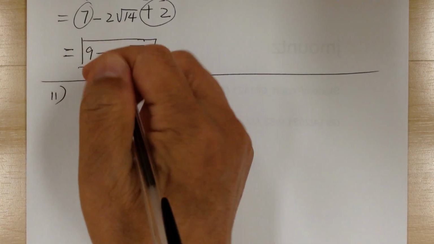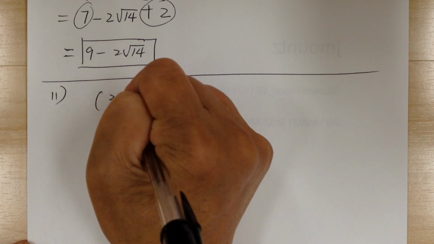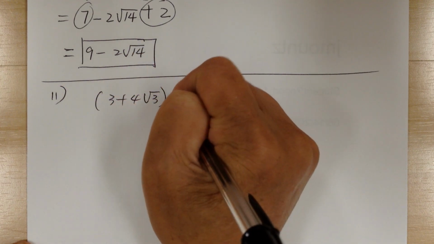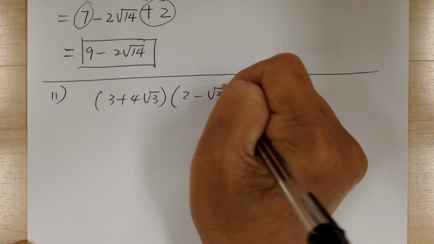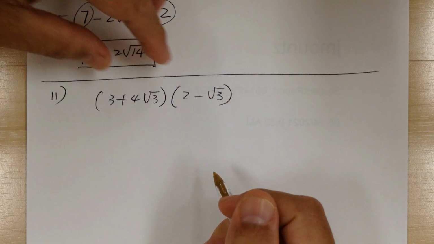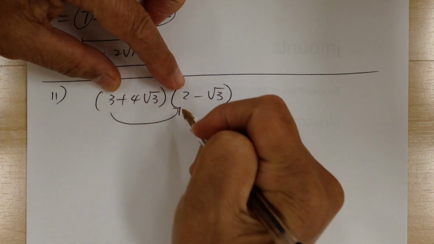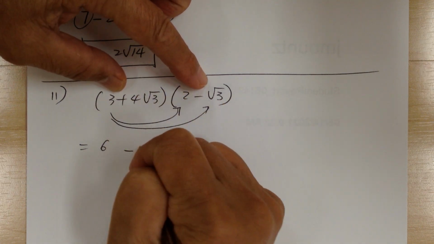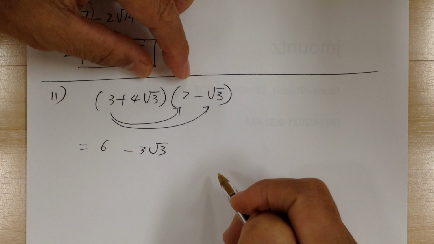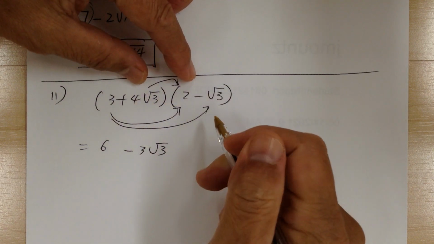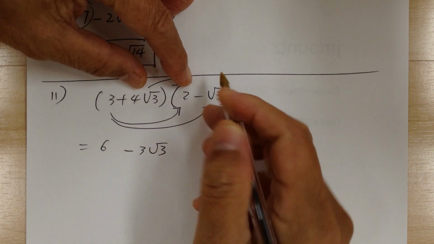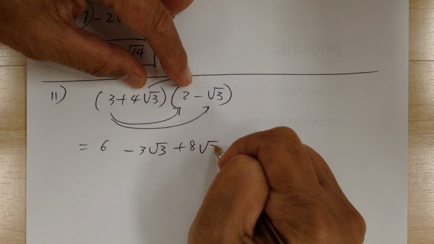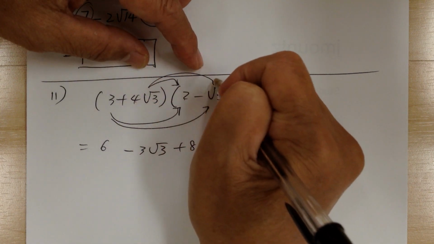Okay, number 11. 3 plus 4 square root of 3 times 2 minus square root of 3. Okay, so let's go and distribute. So this one, 3 times 2 will equal 6. This times that will give you minus 3 square root of 3. Okay, this one over here, when you multiply, again, integer times integer, so it'll be plus 8 square root of 3.